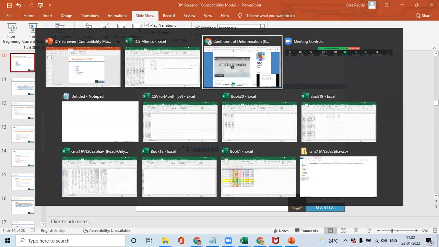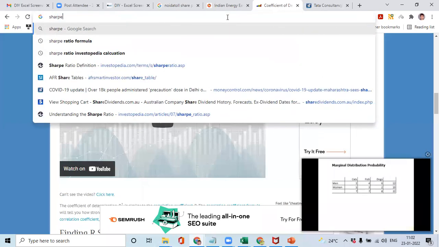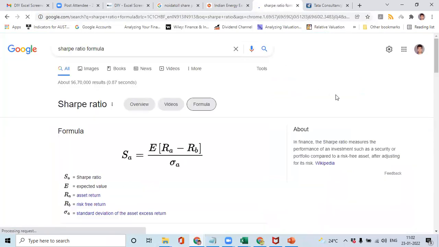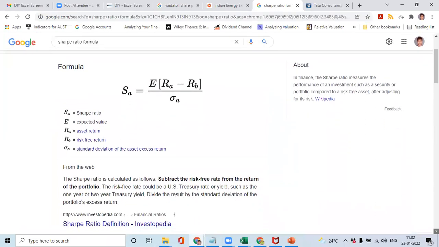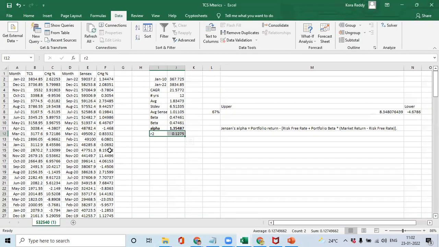And then you have something called Sharpe ratio. So what is Sharpe ratio? Expected value, asset return, risk-free return, and standard deviation of excess returns. Typically, because I am setting the risk-free rate as 0, my calculations become simple.